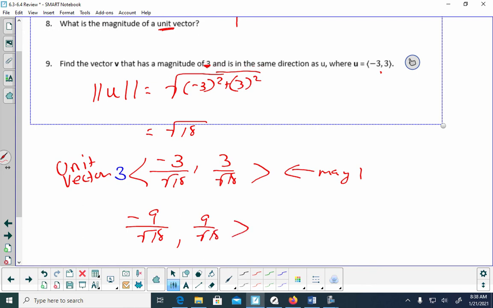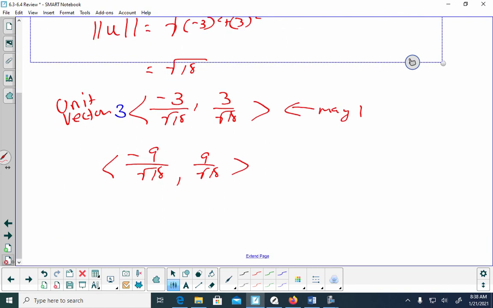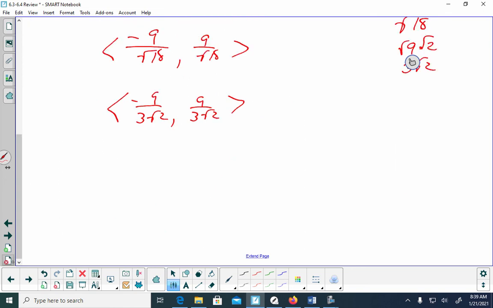square root of 18. You can leave your answer like that, or the square root of 18 is the square root of 9 times 2, so 3 times the square root of 2. So I could have had negative 9 over 3 times the square root of 2, and 9 over 3 times the square root of 2. The 9 and the 3 will simplify. So this will end up being negative 3 over the square root of 2, and then positive 3 over the square root of 2. So that's just if I simplify. Again, either one of these answers is fine.